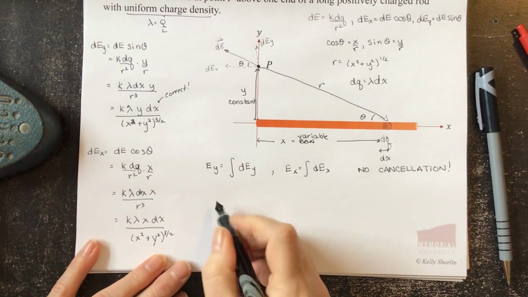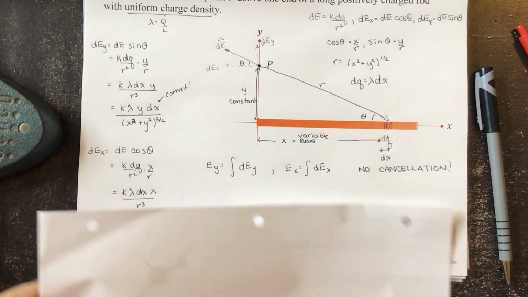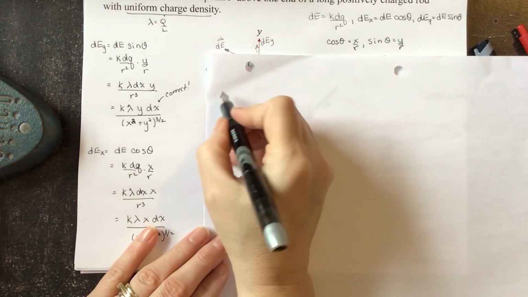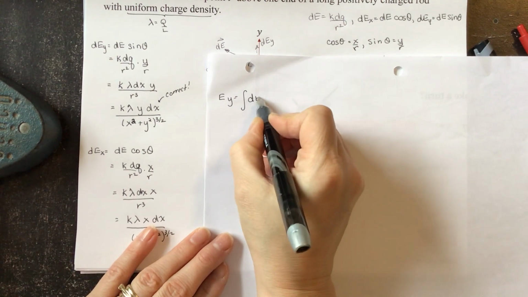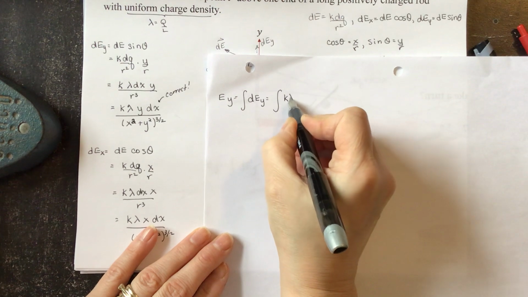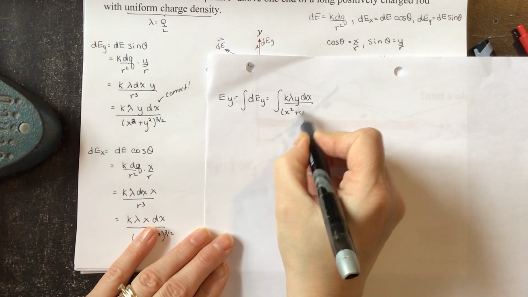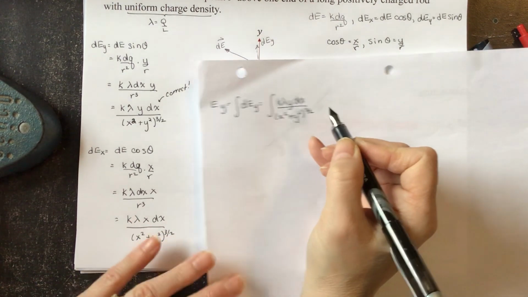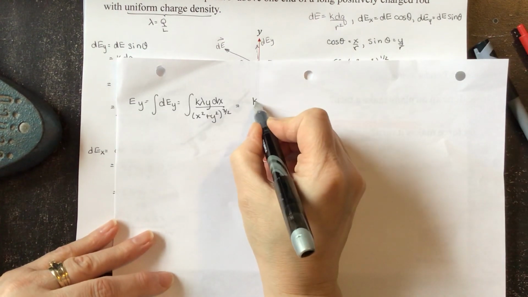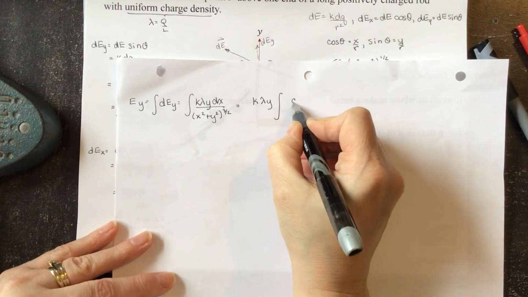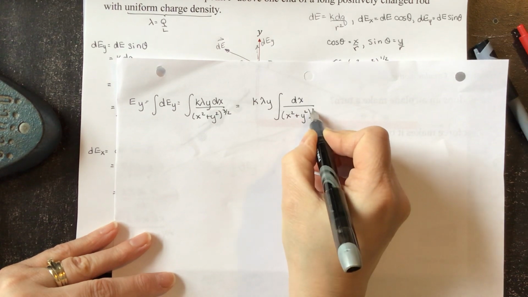Okay, let's get cooking on finding our Ey. Maybe I do need a fresh piece of paper here. So my Ey equals the integral of dEy, which is the integral of k times lambda times y times dx over x squared plus y squared to the 3 over 2. I can take my constants out front. Y is a constant, so k and lambda and y come out front. Integrate dx over x squared plus y squared to the 3 over 2.